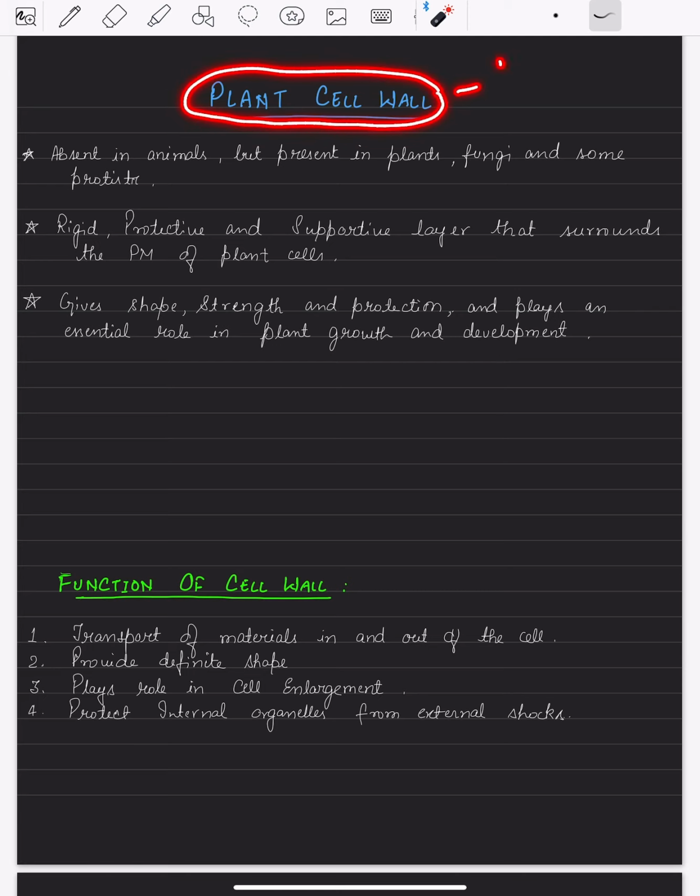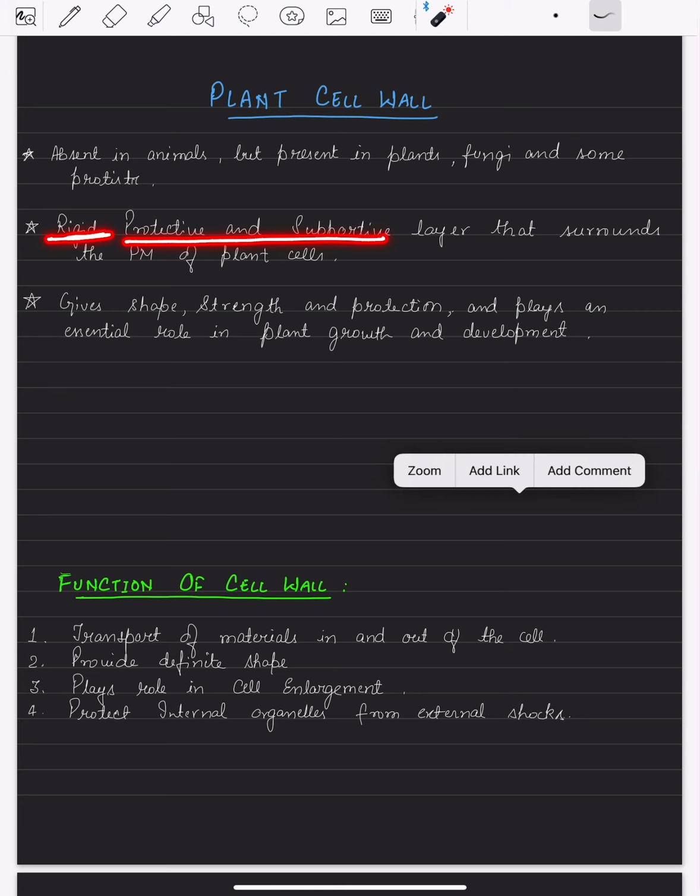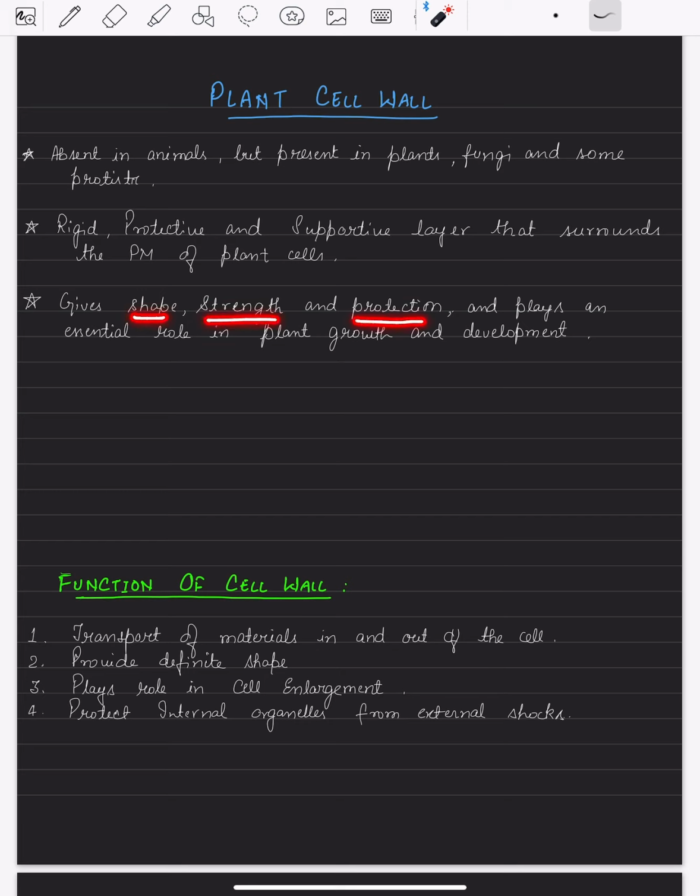We will see its composition, different layers, as well as its function. So yes, of course, it's a rigid structure, protective as well as supportive, and it is present outside the plasma membrane. It gives a definite shape, strength as well as protection. Along with that, it is also responsible for cell expansion during the growth of a particular cell.